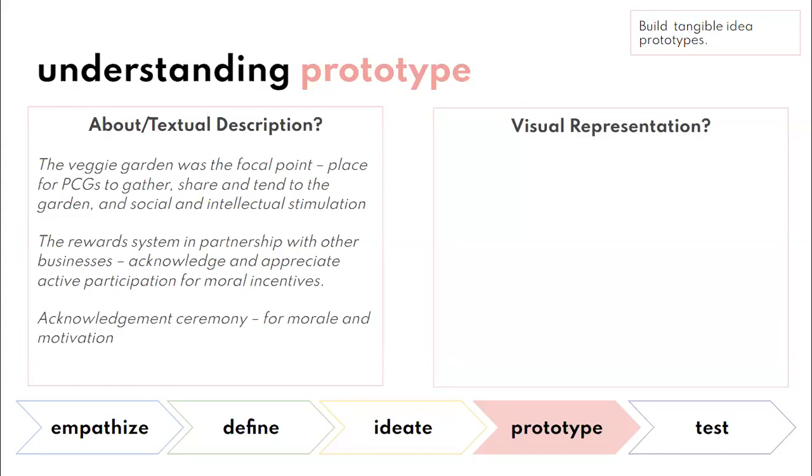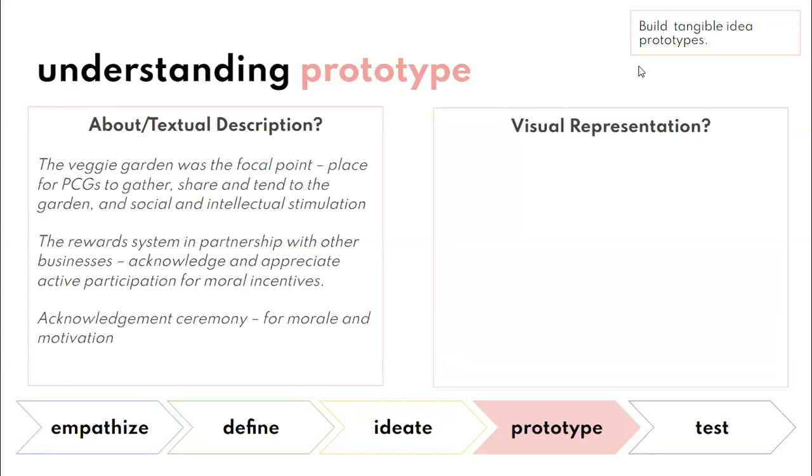Now, those are just three aspects of their prototype. And there was a bit more text. But they had a veggie garden, which is something physical. They also had a reward system that they plotted out as a diagram for people to go through. And also, there was a proposal of an acknowledgement ceremony, an awards ceremony to acknowledge what people had done.